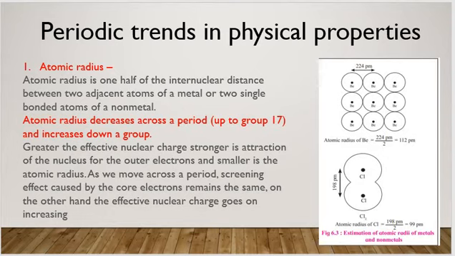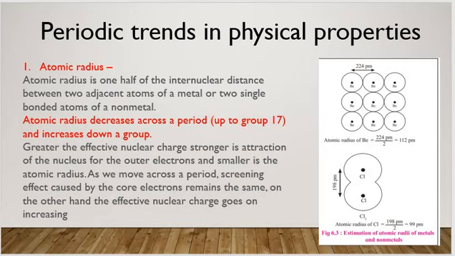In the case of metals, the distance between two adjacent atoms in a metallic sample is measured. Thus, atomic radius is 1/2 of the internuclear distance between two adjacent atoms of metals or two single-bonded atoms of a non-metal.